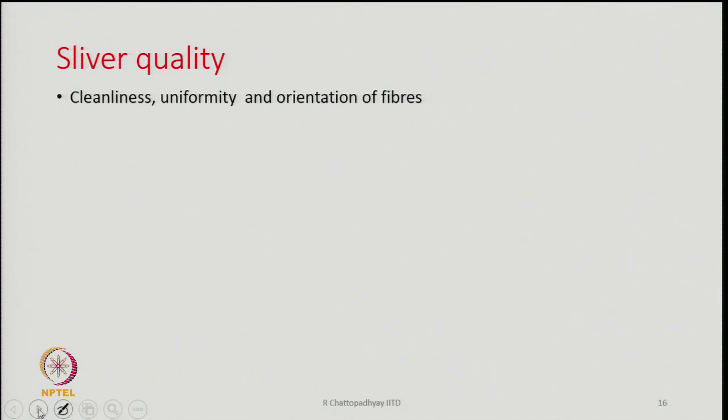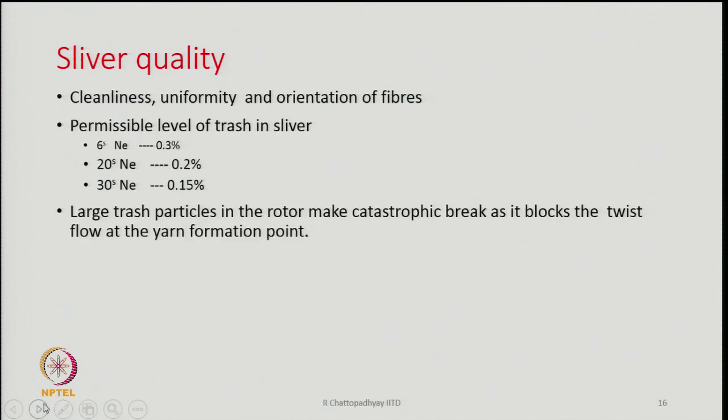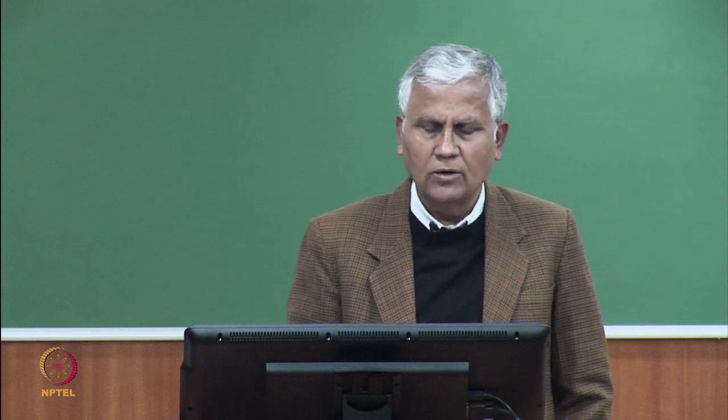Then sliver quality, basically two aspects are there. One is cleanliness of the fiber, the other one is parallelization or orientation of fibers. From the cleanliness point of view, the level of trash permissible is stated here. These are basically kind of industry norm, and the other thing is that large trash particles in the rotor can create a catastrophic break as they block the twist flow. That is very dangerous if large size trash particles are present in the sliver. So, that means the size of the trash particle also will matter.